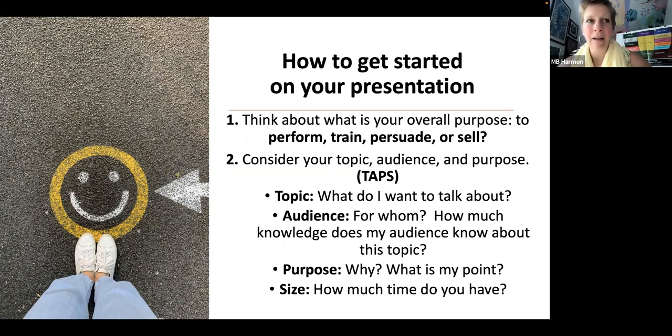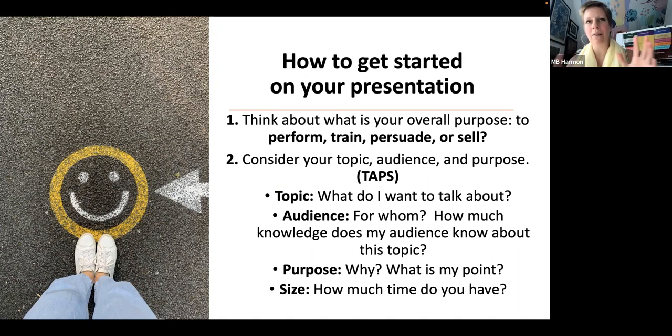And I've added this; it's not from this book, but the last piece is about size. What that means is, a 3-minute presentation is very different from a 40-minute presentation.